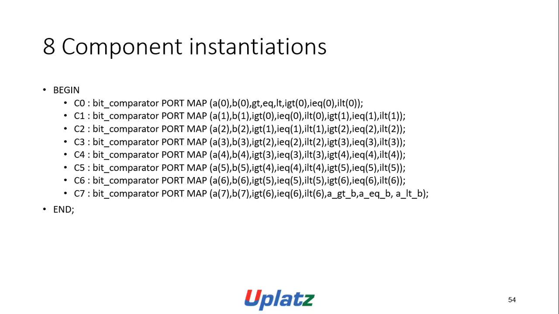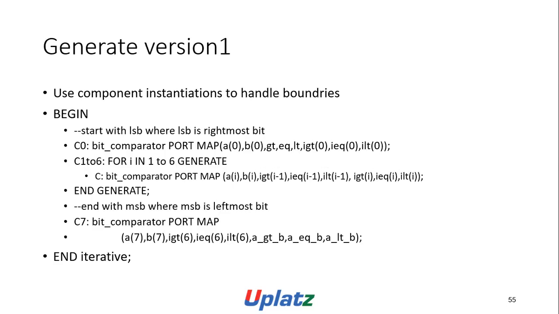C6 bit comparator port map A6, B6, IGT 5, IEQ 5, ILT 5, IGT 6, IEQ 6, ILT 6. C7 bit comparator port map A7, B7, IGT 6, IEQ 6, ILT 6, A greater than B, A equal to B, A less than B. End.